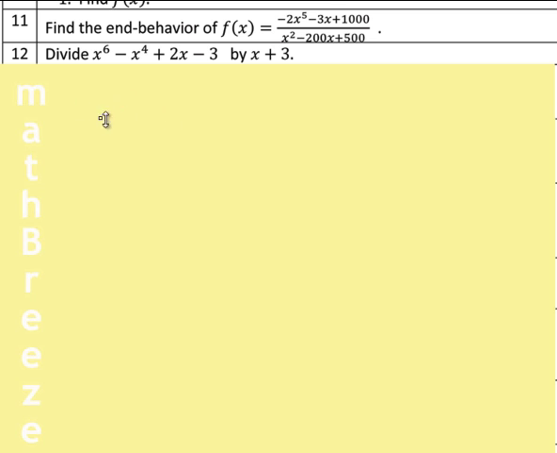In number 12, we're going to do a synthetic division. Since this is a plus 3, we put a minus 3 in the little box and put the coefficients, zeros for missing coefficients. So we have a 1 for x to the 6th, x to the 5th gets a 0, x to the 4th gets a negative 1, x cubed gets a 0, x squared gets a 0, x gets a 2, and the constant gets a negative 3.